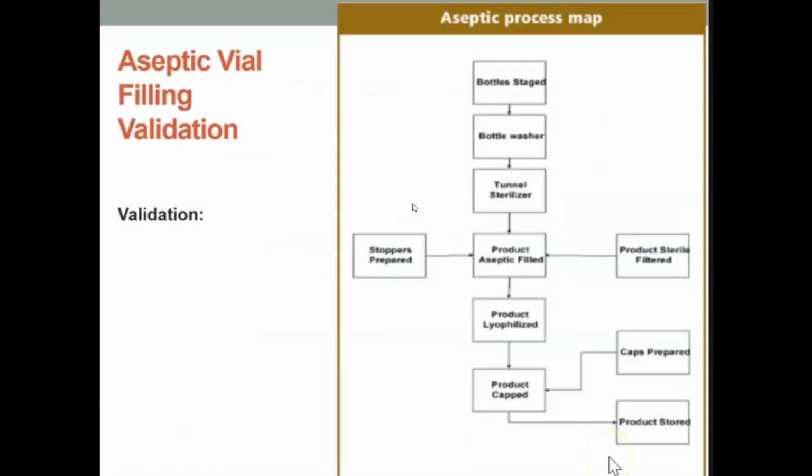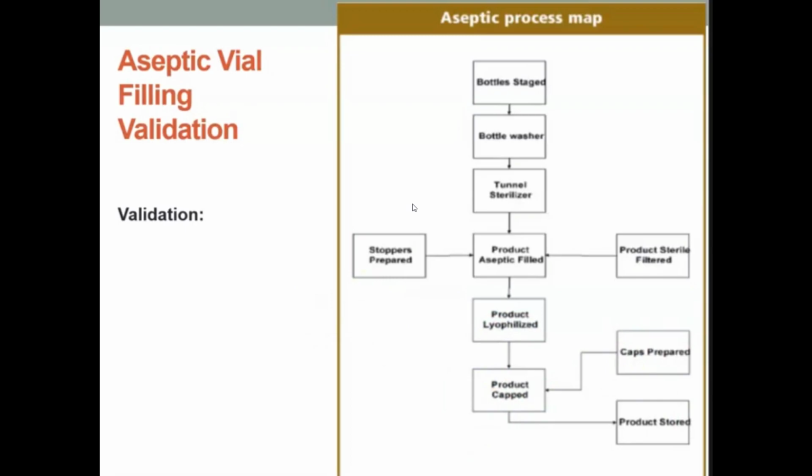In a typical aseptic process, you've got your glassware coming in that has been sterilised, your stoppers have been prepared and sterilised, your product is coming in and it's prepared and sterilised, and your aseptic filling occurs. If it needs to be lyophilized, it is, or if it's left in a liquid form, that's the same case. Then the product is capped, caps have been prepared, and then the product is stored.